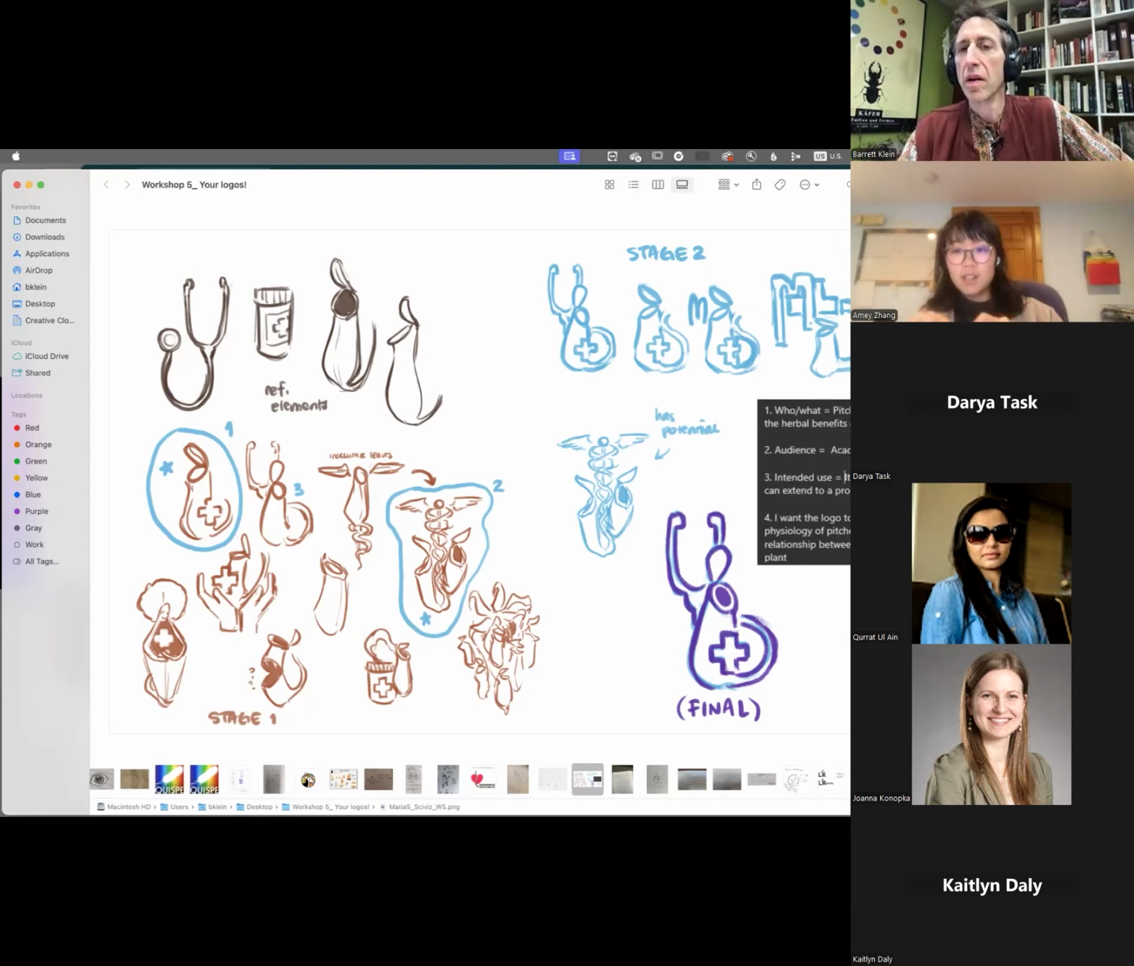In which case I might personally consider leaning less into the official, like the Red Cross, and maybe a little bit more on the organic oddities of a pitcher plant, pulling it stylistically more in that direction, even if you still keep the stethoscope or some kind of medical reference. And I really like this sketch right here. I think that's really evocative as well. And this one here is a lot of fun.